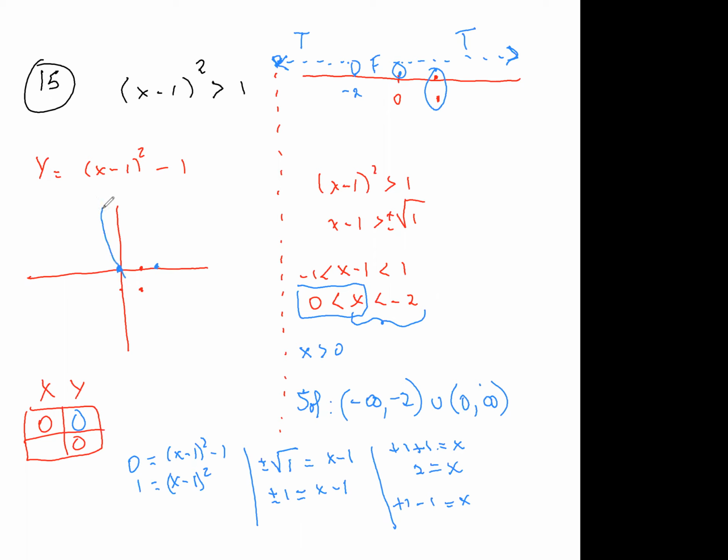The graph going this way. I mean, the answer will be only this part, when the graph is positive.